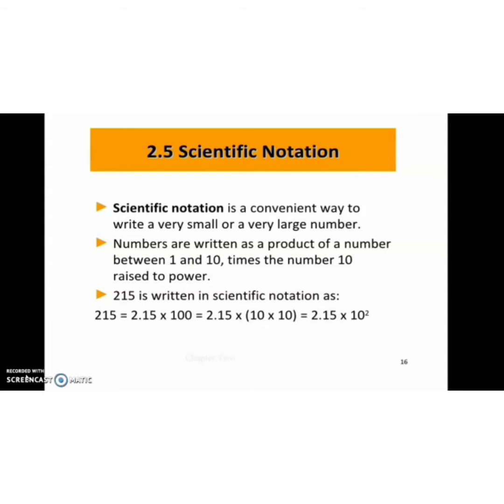Okay, so 100 is 10 square. So we can write it as 2.15 into 10 into 10, or we can write 2.15 into 10 raised to 2, or 10 square. So this is considered scientific notation, where we write the number in terms of a power of 10. This is an example where 215 is written as 2.15 into 100, and we can write it as 2.15 into 10 into 10 or 2.15 into 10 square.